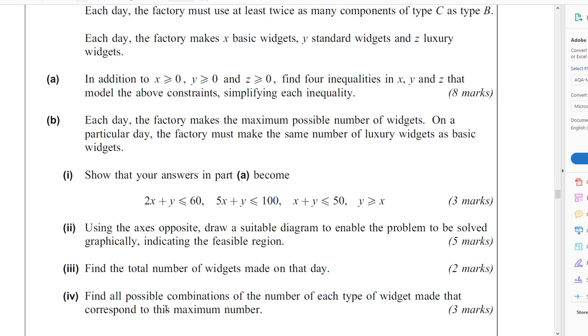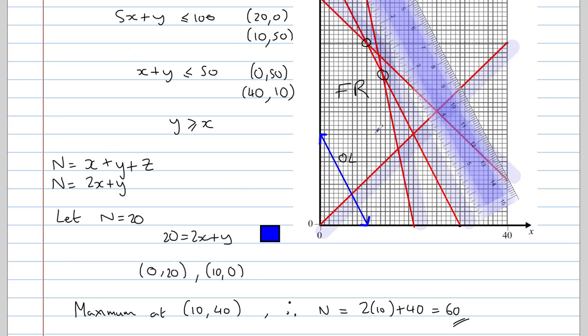In part 4 it says find all the possible combinations of the number of each type of widget made that correspond to this maximum number. So first of all, we know the lines cross when x equals 10 here. And we're looking for all of the different pairs of coordinates that we could have between here and here that are whole numbers. Now, because I've used quite thick lines on my graph, I'm not entirely sure where this point is here. Perhaps you'll be clearer on your graph, but I'm going to have to solve it using simultaneous equations.